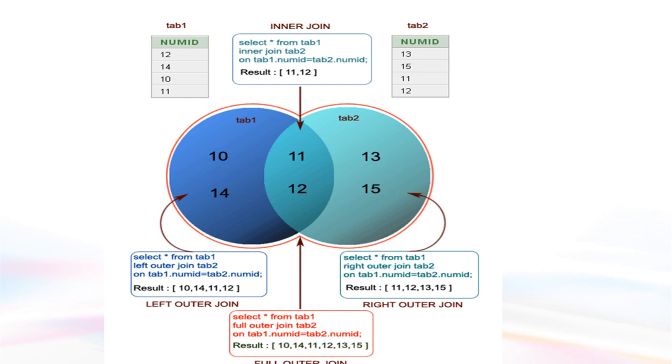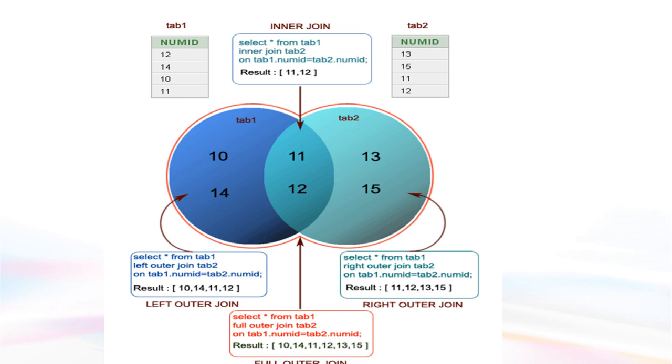We are joining two tables, but we must specify one condition. On which column do we need to put the condition? What is the common column here? Num id is a common column. We can have any number of columns, but the condition should be on one column. There should be a common column present in both the tables.